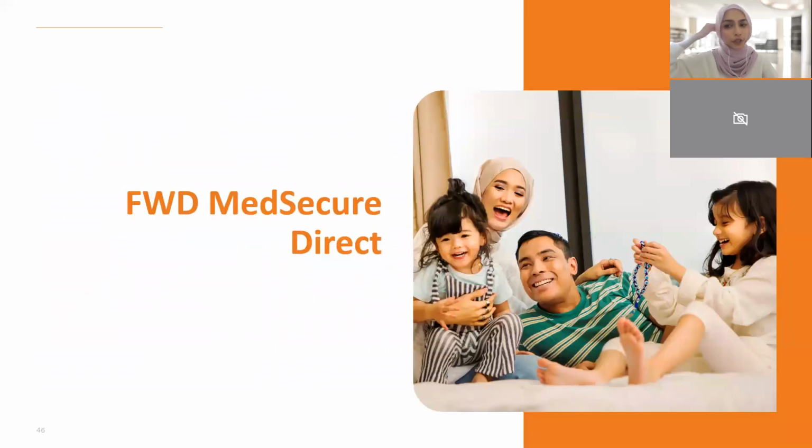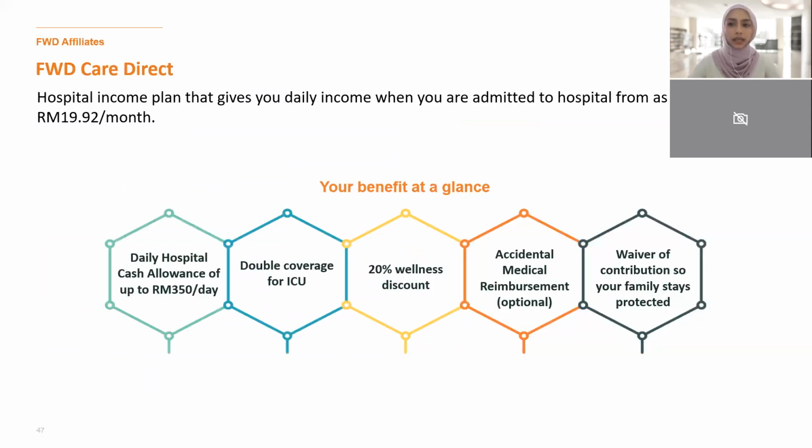Okay, so now we're moving on to the fourth plan, which is FWD MedSecure Direct. So MedSecure Direct is a hospital income plan, which simply put, if you are admitted to the hospital, we pay you an allowance to ensure that your day-to-day income is not affected. So the plan starts from as low as 19 ringgit and 92 cents a month. You can get a cash allowance of up to 350 ringgit a day upon hospitalization, or double coverage for ICU. We also have a 20% wellness discount, which means if you do not make a claim within 2 years, we will provide a 20% discount on your contribution.